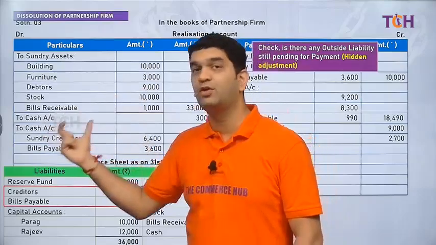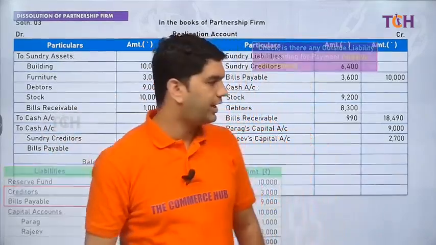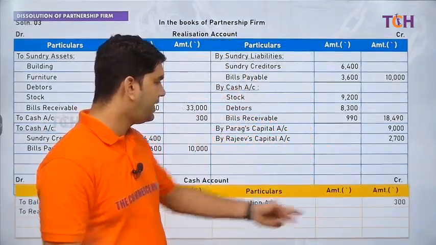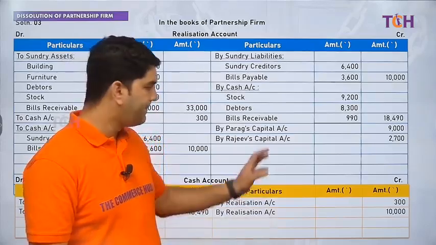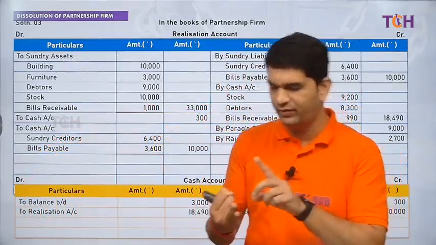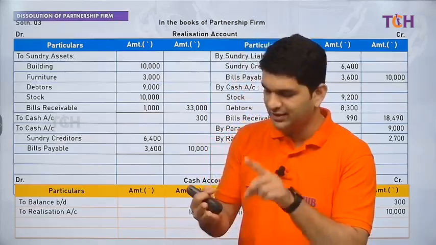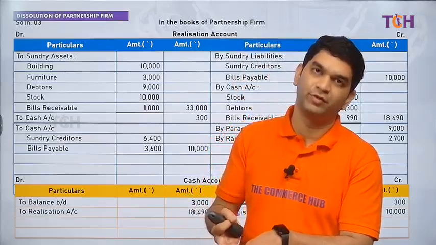Entry is realization to cash. So in cash account on credit side, we would record by realization account. Amount is 10,000. Now, we have paid the liabilities. We are done with realization of assets. We are done with payment of realization expenses as well.